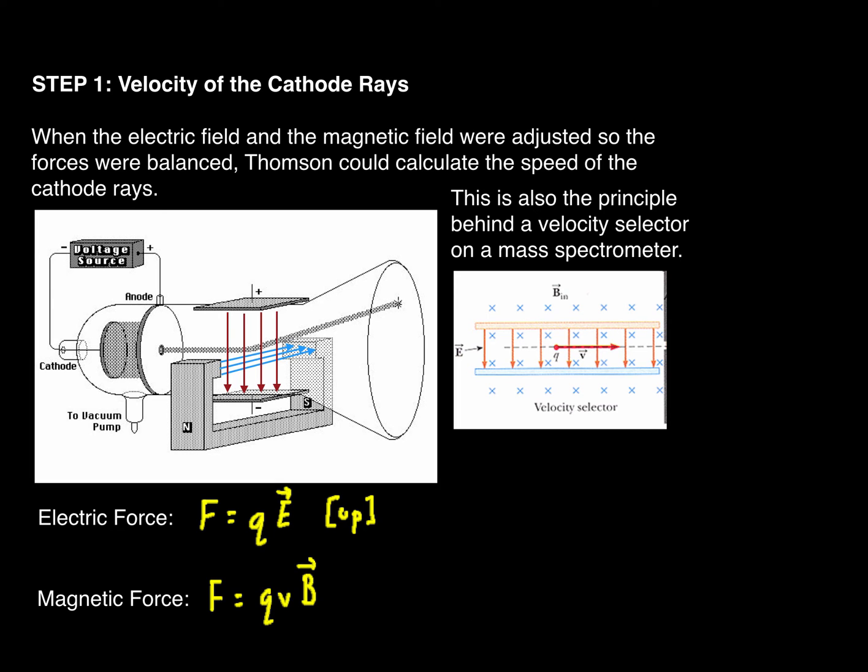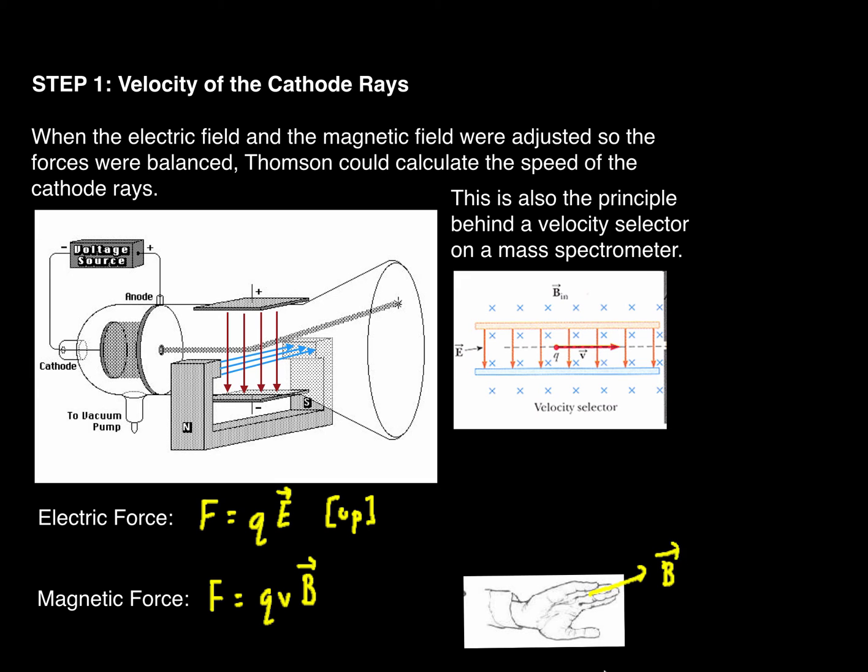The direction of the magnetic force comes from the third-hand rule, in which our fingers point in the direction of the magnetic field. Our thumb points in the direction of the particle's velocity, and the palm of our hand tells us the direction of the magnetic force. We use our left hand because these are negative charges. The direction of the magnetic force, according to the third-hand rule, is down.